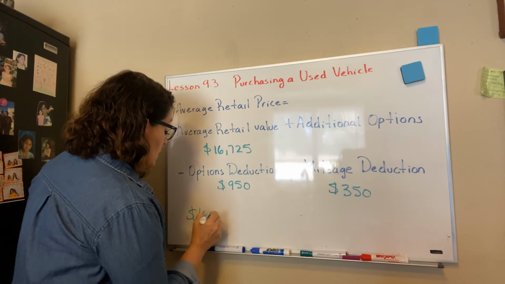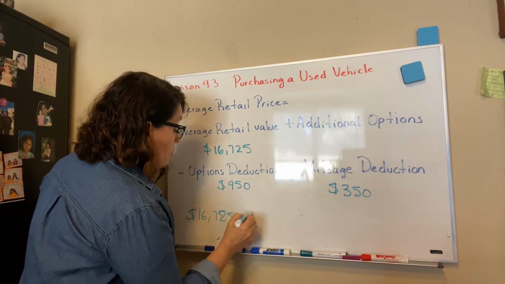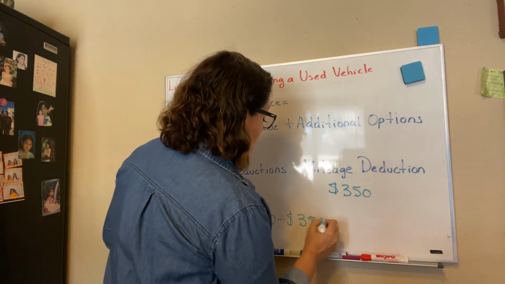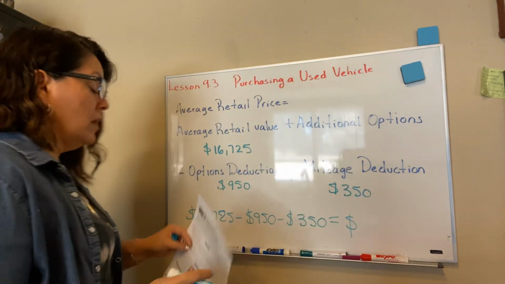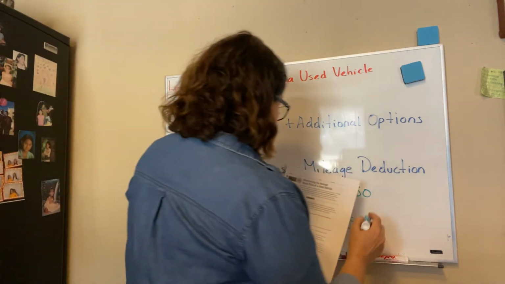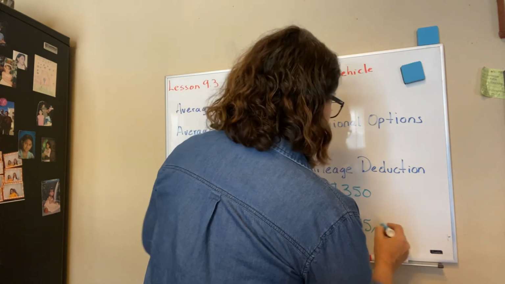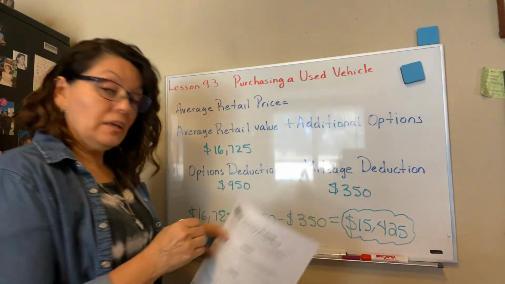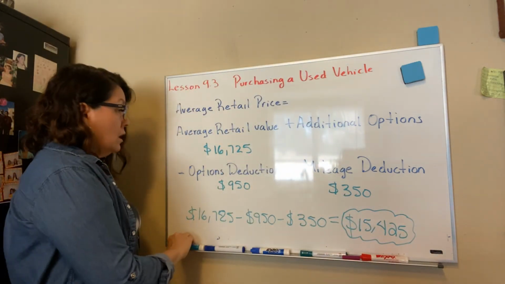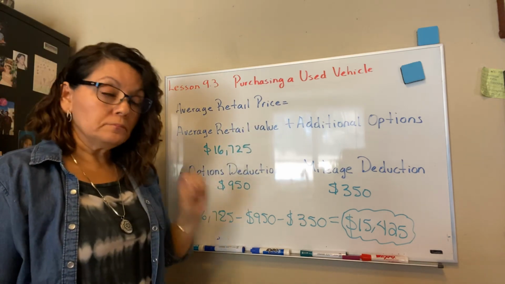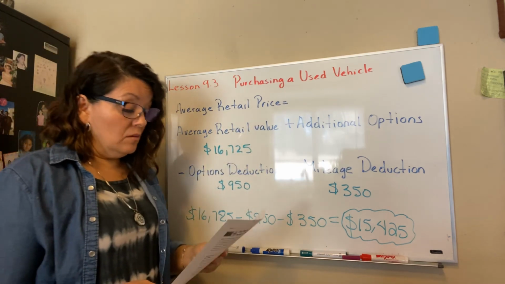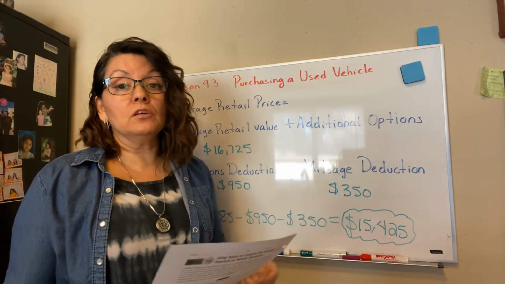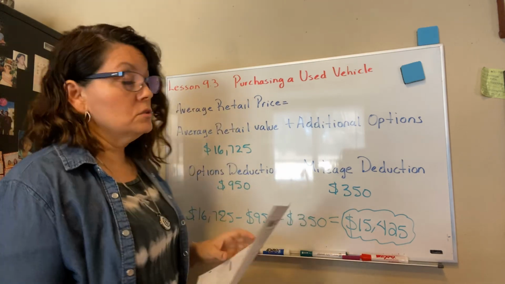So we're going to do the math. It is 16,725 minus the 950 and minus the 350. We're not adding anything because we don't have any additional options. So the average retail price has to be $15,425. Okay, there is no table for you guys to use. It is just this simple formula. Pay attention when they give you the advertised price and then the average retail value. That is the one that you are going to use.